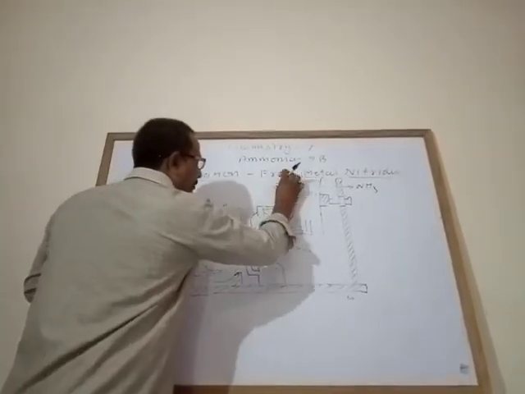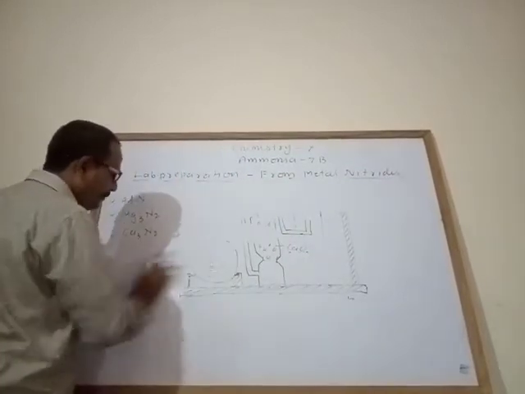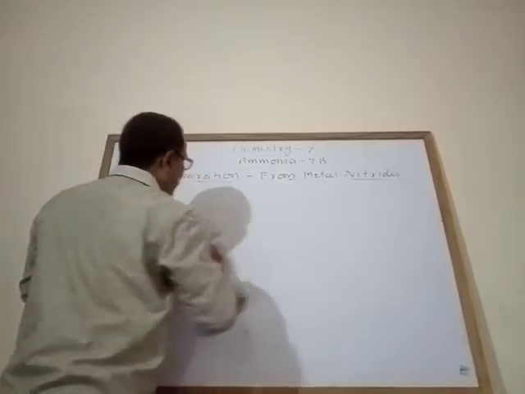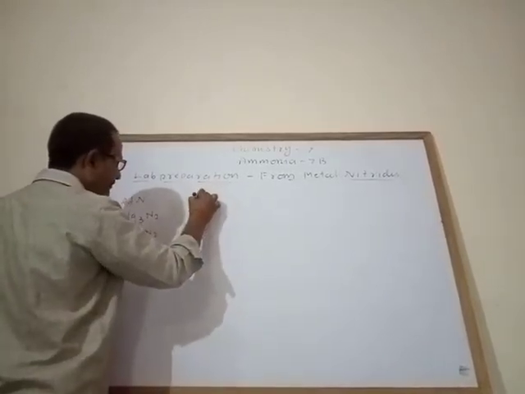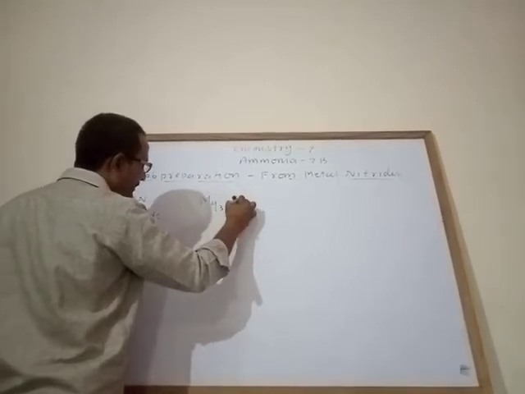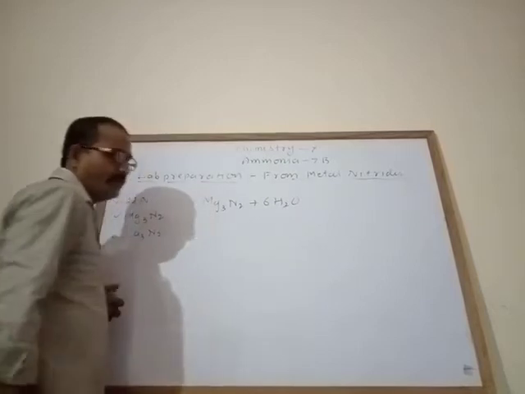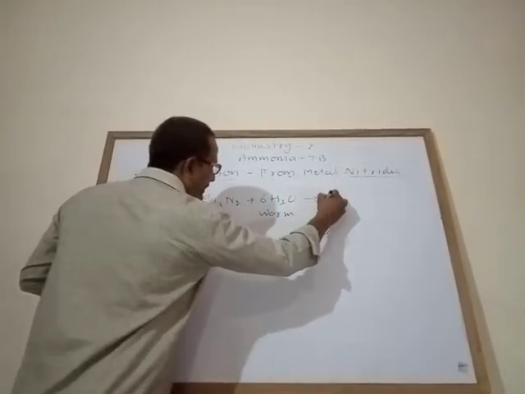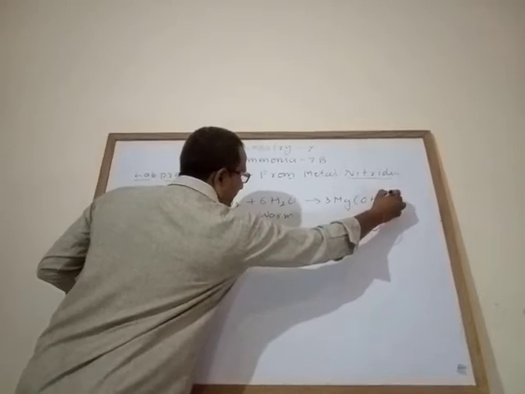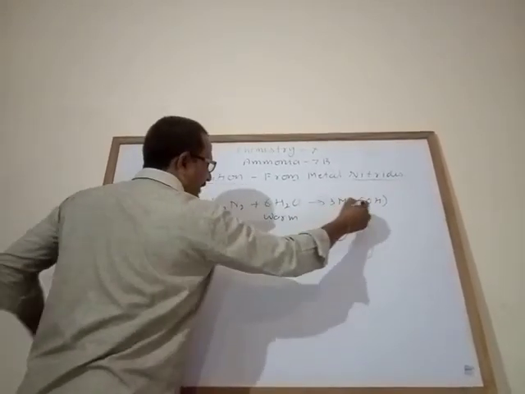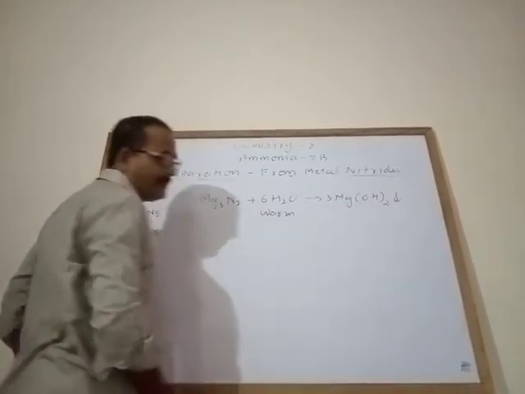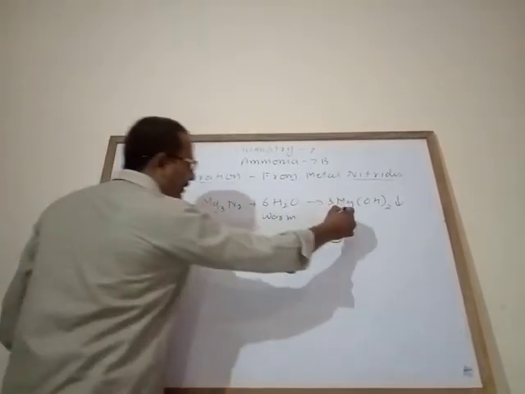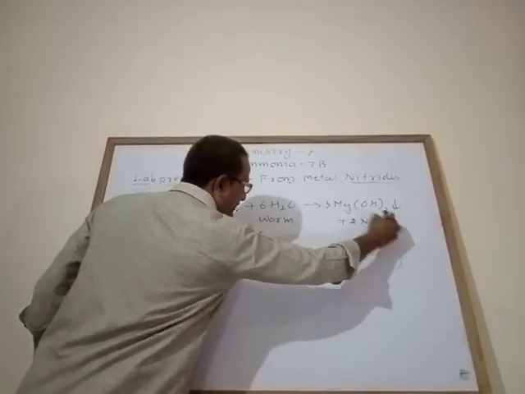What reaction actually takes place? See that when metal nitrides like magnesium nitride and calcium nitride react with warm water, magnesium nitride reacts with warm water, 6H2O, and forms 3Mg(OH)2, magnesium hydroxide, a white precipitate, and it forms ammonia gas, 2NH3.